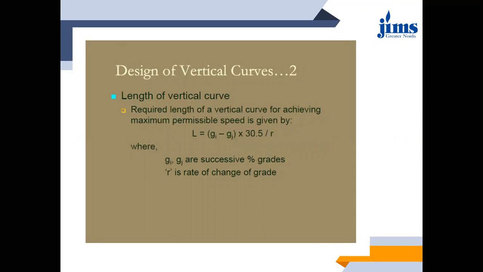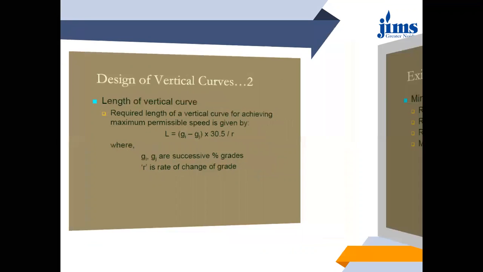So the length of the curve required will be given as L is equal to (Gi minus Gj) into 30.5 divided by R, where Gi and Gj are the successive percentage grades, and R is the rate of change of grade.